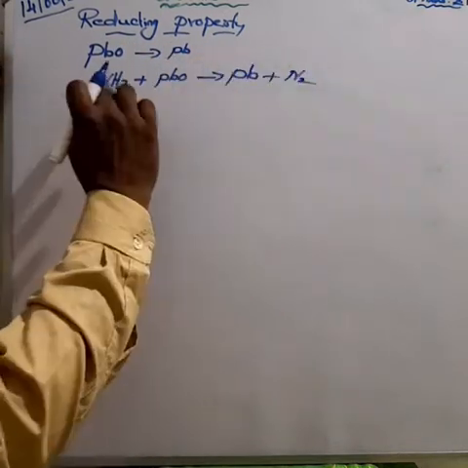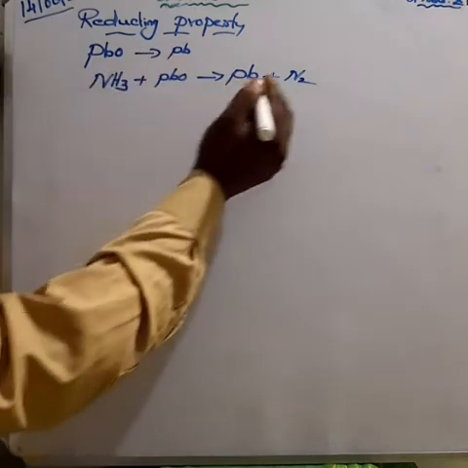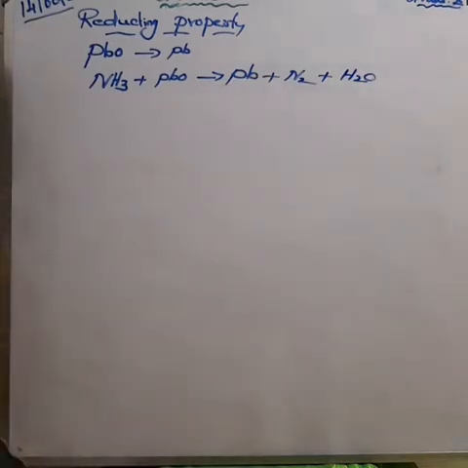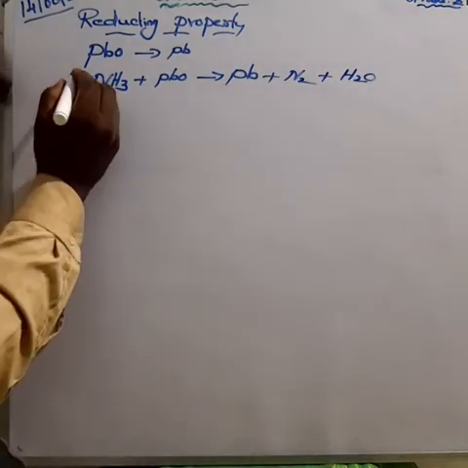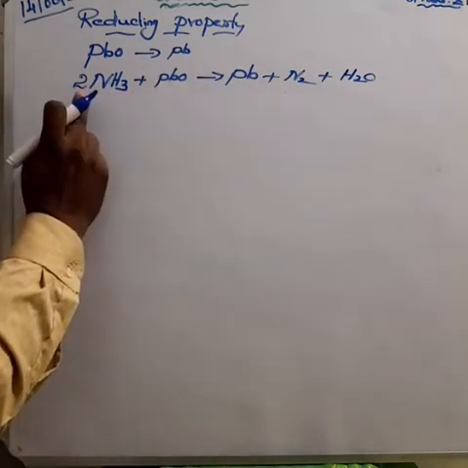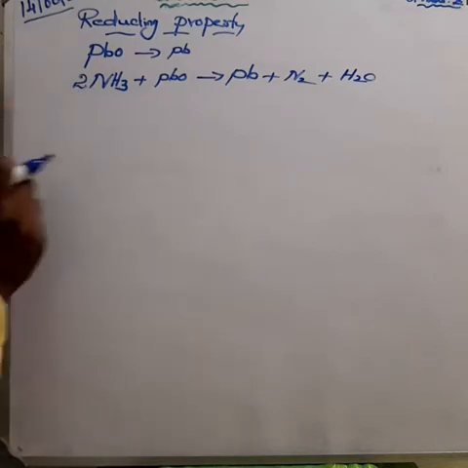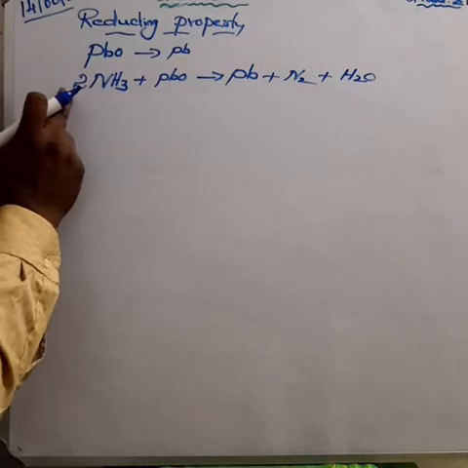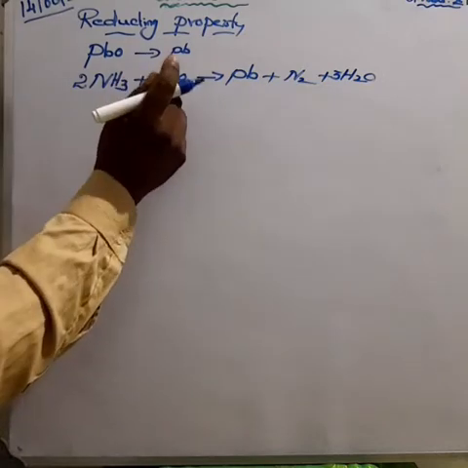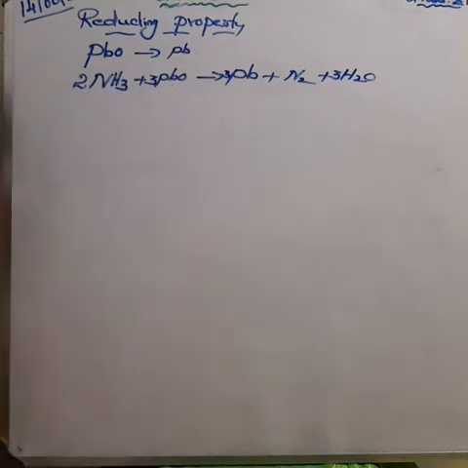And here I have nitrogen. Nitrogen is separated, and also hydrogen combines with oxygen, and we get a water molecule. How can we balance the equation? First, on the reactant side, we make it 2 ammonia, because the product side has N2. So nitrogen is balanced. Next, the hydrogen: here I have 2 into 3 equals 6, so make it 3 water molecules. Here I have 3 oxygen, so make it 3 oxygen here as well. So 3 lead is balanced.